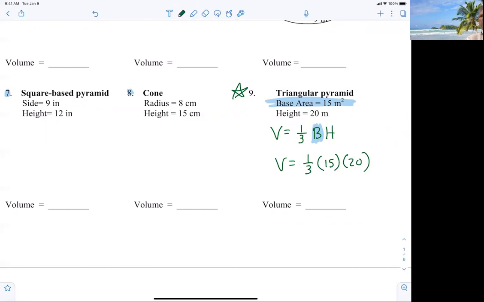How much? Somebody said 100. Anybody agree? But this time it's giving us meters. So we're going to say 100 cubic meters. 100 cubic meters. Avery?